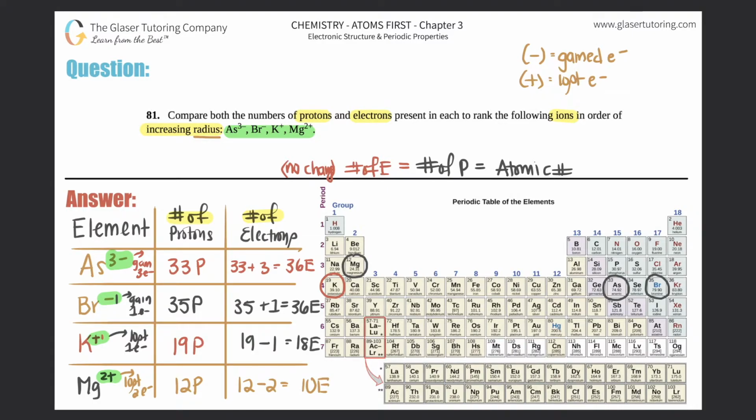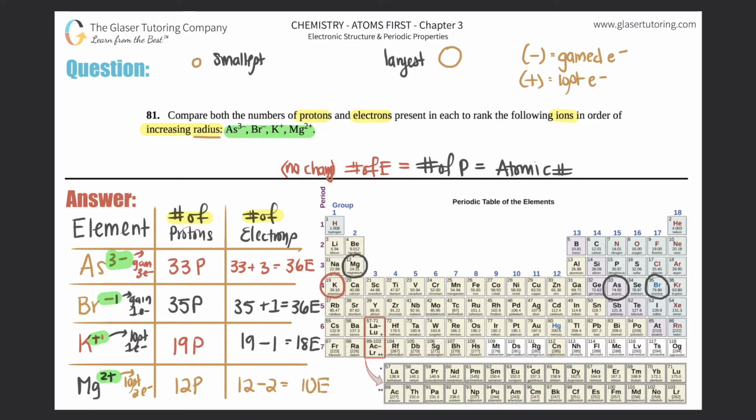Okay, so from here, when we compare, we can rank the following ions in order of increasing radius. That means if we're going to increasing radius, we should start out small. So the smallest radius has to be on the left side, and the largest radius has to be on the right side. Smallest radius means that it's the smallest ion, as opposed to the largest radius meaning that it should be the largest ion. All right.